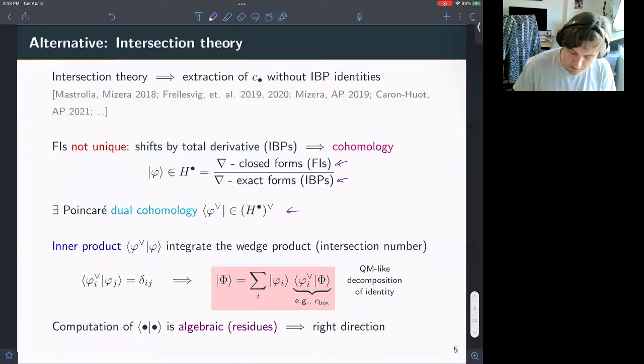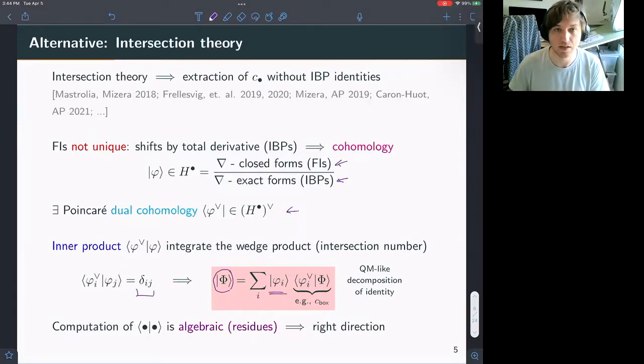For free, from this cohomology of Feynman integrals, we get a dual cohomology via Poincaré duality. And then we can pair forms in the dual space with forms from the Feynman integral space in a product called the intersection number, which is simply the wedge of a dual form with a Feynman integral. And if we properly orthonormalize this, then we get this very nice quantum mechanics-like decomposition of identity. So if I use that on some random Feynman integral, I get it in terms of my basis Feynman integrals, and then some coefficients. This is exactly the type of formula that we're interested in. This right here would be my C.